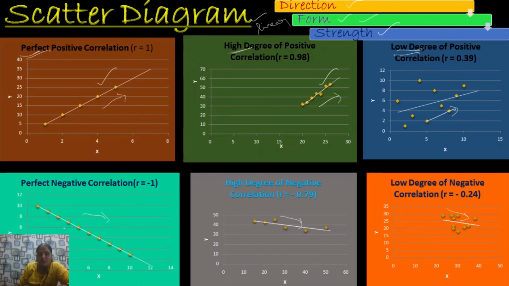and if all the points lie on the straight line, it means perfect negative. If some of the points lie on this line and there is very low deviation of the remaining points from the straight line, that is high degree of negative correlation. If the plotted points are scattered much away from the line, there exists a low degree of negative correlation. So based on the scatter diagram we can get a rough idea about the direction, form and strength of the relationship between the two variables x and y.